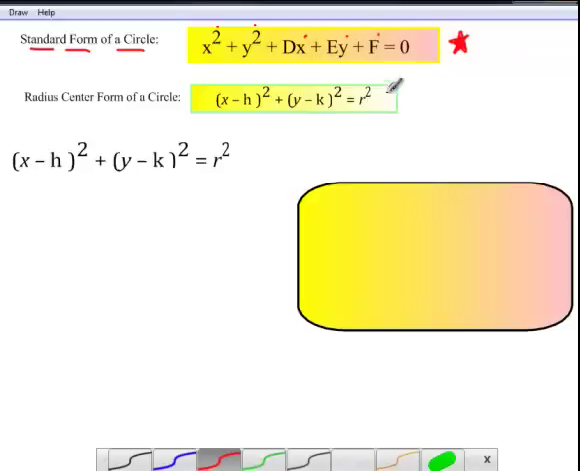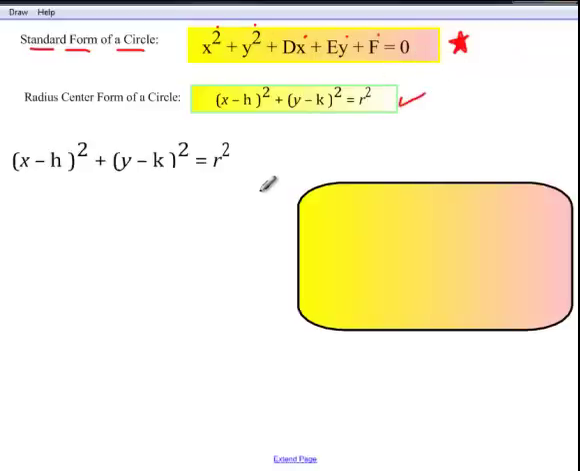How did this standard form occur? Where did we get it from? We got it from our center radius form. I'm just going to do this math out. (x - h) squared. Remember how to square a binomial quickly? Square the first, square the last, double the middle. I'm going to square this. So I'm going to square the first, square the last, double the middle.